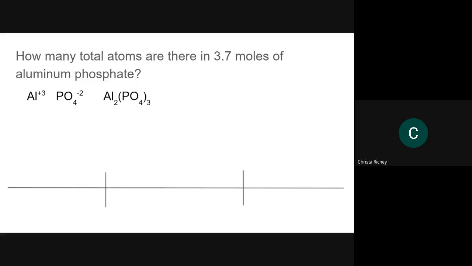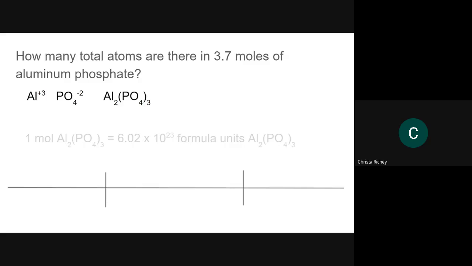Okay, let me go back to here. Right. So I've successfully built my compounds. So this doesn't mention grams at all. So I'm not going to have to do what I did yesterday. But it's mentioning atoms. Okay, so I know I'm going to be using Avogadro's number somewhere. But the problem is, this is not an element. This is an ionic compound.